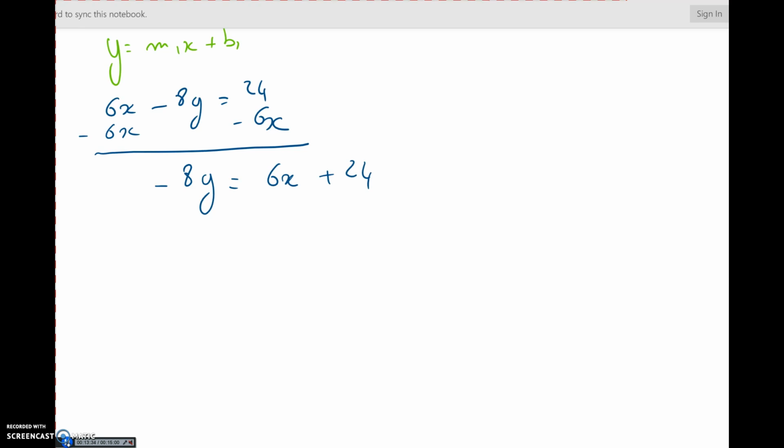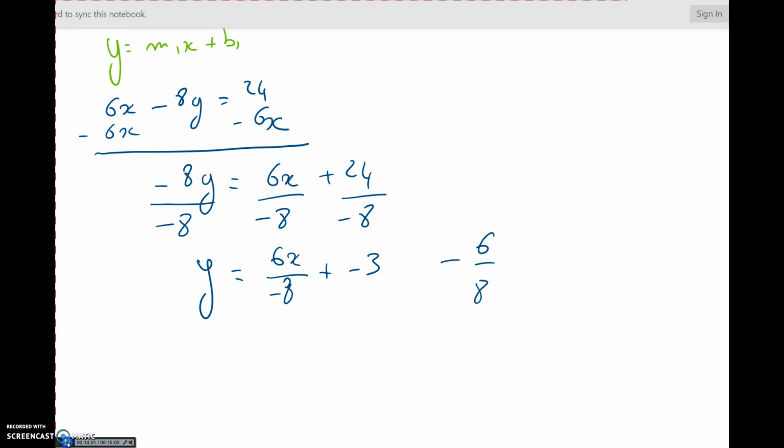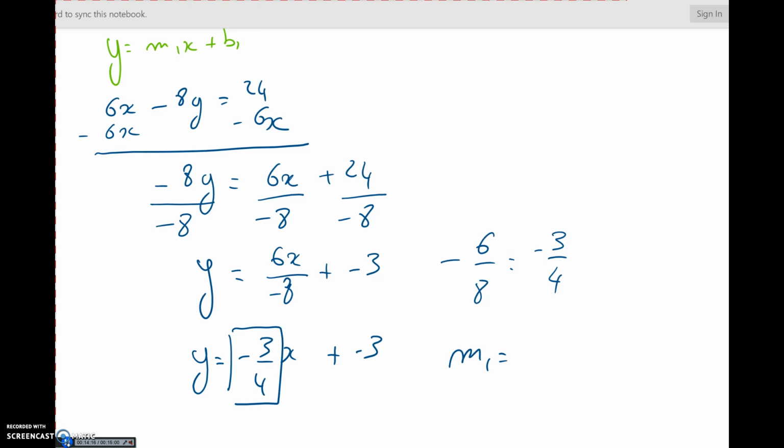Then I'm going to divide by negative 8. You with me? Now y is standing by itself. So I'm going to have 6x over negative 8 plus 24 divided by negative 8, that is negative 3. Now I can simplify 6 divided by negative 8, that is negative 6 over 8. If I divide by 2, it's going to be negative 3 over 4. So y equals negative 3 over 4 x plus negative 3. Now I got m1. m1 equals negative 3 over 4.